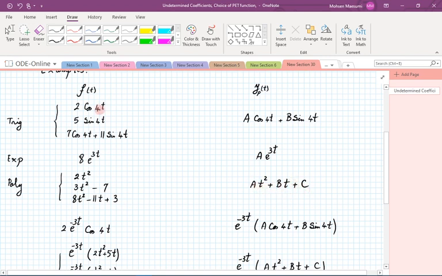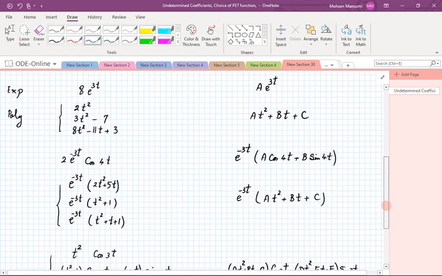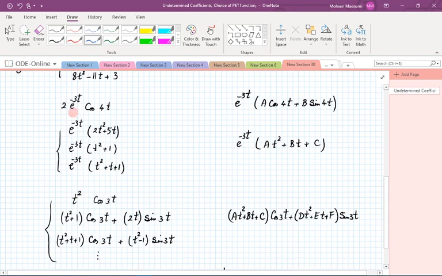And then if you have a product of these things, we essentially have a product of these trial functions. So let's just go ahead and take a look. Suppose I have an exponential times a trig. Then the family of this thing is my exponential times the combination of the sine and cosine of the same frequency. If I have an exponential times a polynomial, then my trial function is exponential times a full polynomial. Regardless of what second order you got here, you always write a full polynomial here.